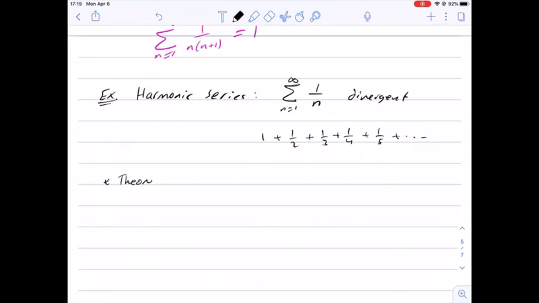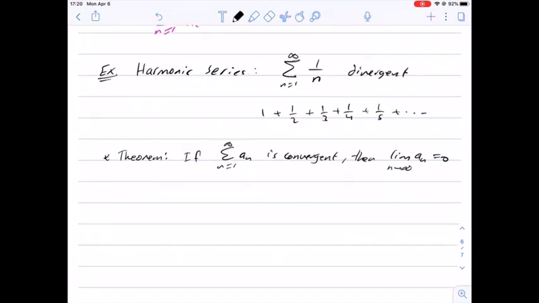Now we have some results here. Theorem: if the series of a sub n is convergent, then the limit of a sub n as n goes to infinity is equal to 0. If the series is convergent, then the limit of a sub n is equal to 0. Now we have a test for divergence.